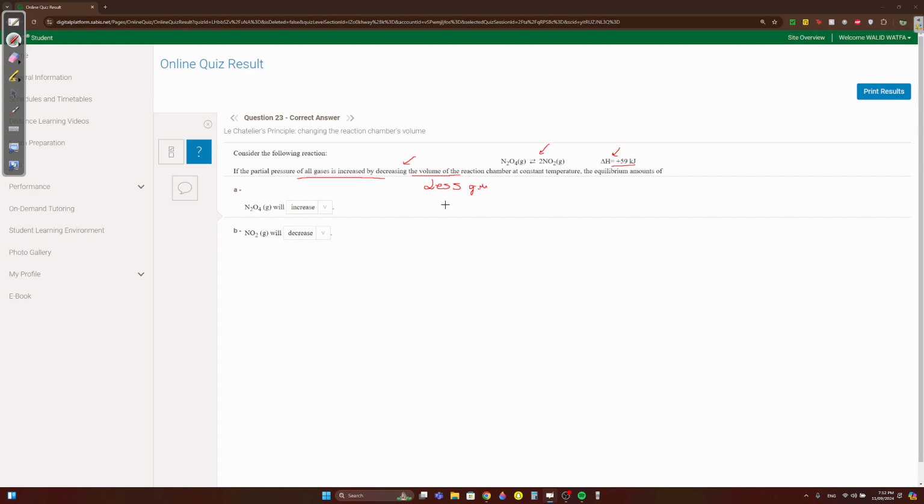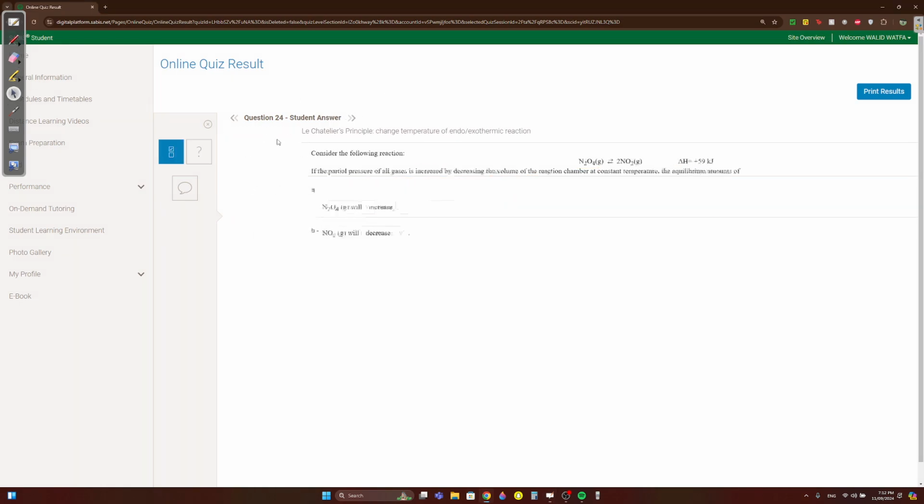So what will happen? Which side has fewer gaseous moles here, 1 or 2? 1. So it's going to go backward, right? Let's just say backward. If it's going backward, what's going to happen to N2O4? It's going to favor N2O4 because N2O4 is on the backward side. How about NO2? NO2 is on the forward side, but we're going backward, so it's not going to favor NO2. It's going to decrease NO2.